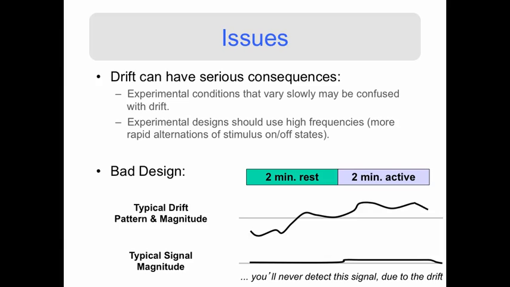And the reason why the 2-minute design is not so good, you can see at the bottom here, is that the typical change in signal magnitude is quite small, and that's going to be completely drowned by this typical drift pattern. So we'll never be able to make out this signal due to the drift.